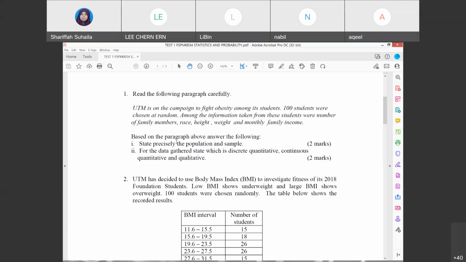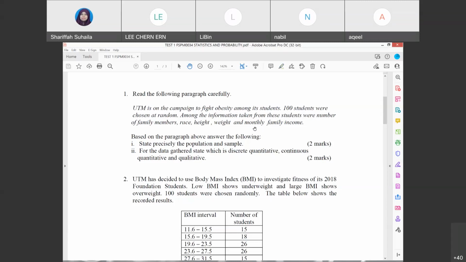Okay, that means number of family members. Your number of family members is your discrete quantitative. Your continuous, kita ada height, kita ada weight, and also monthly family income, because this one involve decimal point.